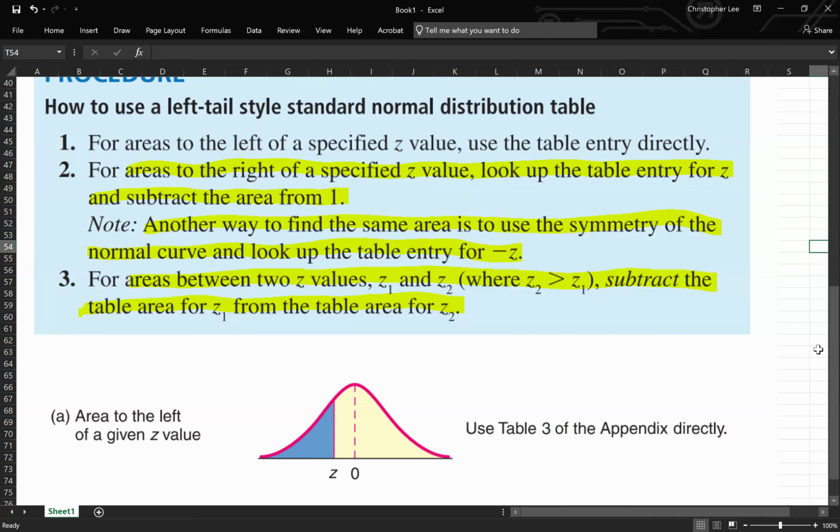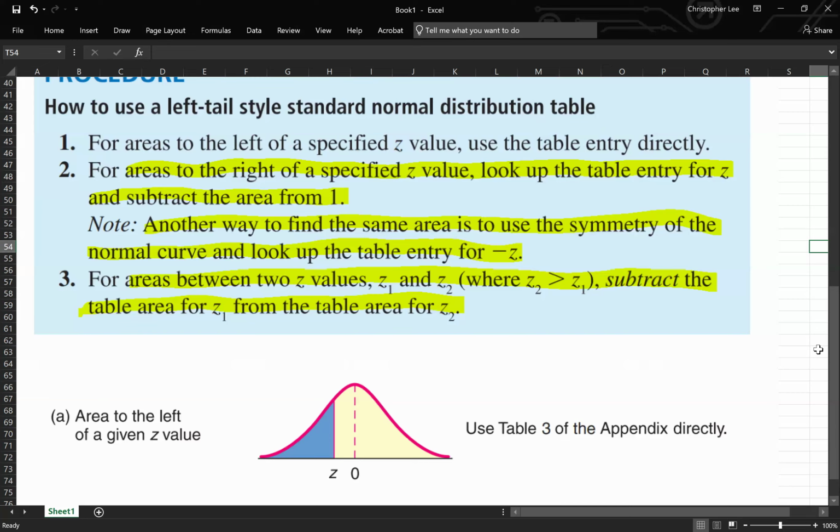Negative or positive, same thing. If I say, what's the probability of z greater than blah, blah, blah, this is your procedure. You're going to subtract the answer from 1, just always. So greater than, subtract from 1. Note, chapter 7: another way to find the same areas is to use the symmetry of the normal curve and look up the table entry for the negative z, right?